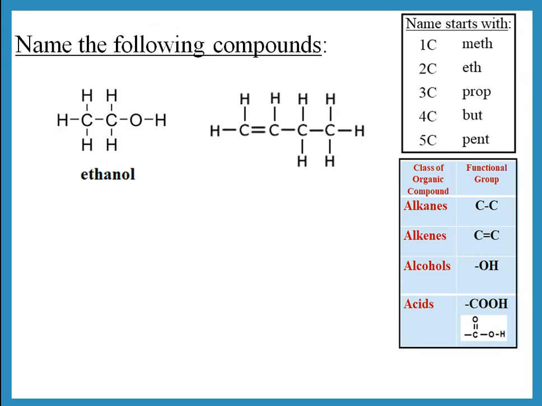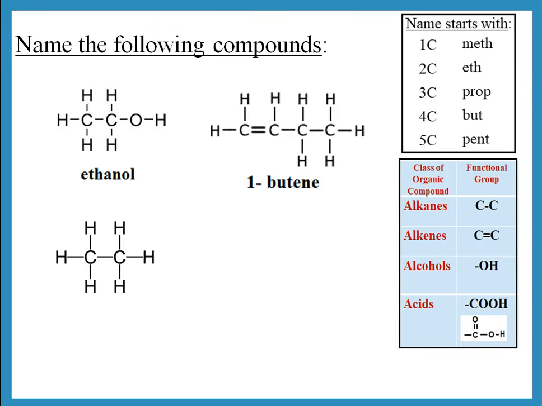Okay, this one the same thing. So what's the number of carbons? It's 4 carbons. 4 carbons should start with but. Now it is but what? Well, it has a double bond somewhere, so it's an alkene, so it's called butene. And I need to specify where the double bond is. You can see that the double bond is after the first carbon, so I call it 1-butene or but-1-ene to indicate the presence of the double bond.